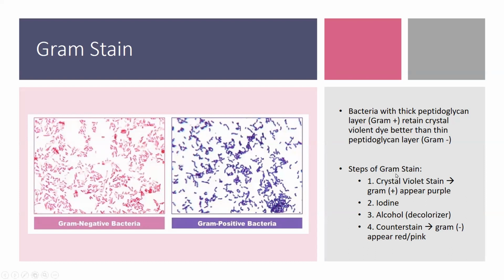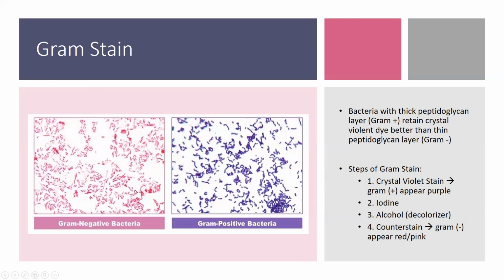First step, you'll apply crystal violet stain. This is going to make all the bacteria appear purple, gram-positive and gram-negative. You then apply iodine to essentially fix the stain if you're a gram-positive bacteria. You then apply alcohol or acetyl alcohol or acetate, it kind of depends on your lab. It's oftentimes like 95% ethanol. It's a pretty strong alcohol. You'll apply alcohol as a decolorizer.